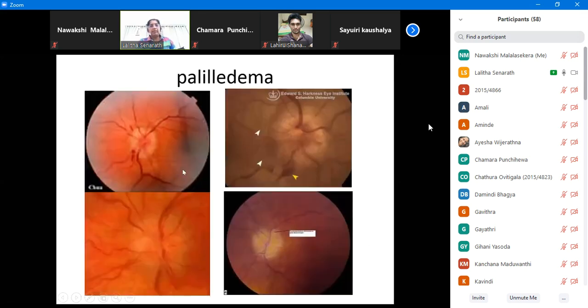These are the features of papilledema. It's bilateral, very angry looking. There may be splinter hemorrhages, blurred disc margin, venous engorgement, loss of venous pulsation, and later it causes a champagne cork appearance and ultimately ends up with secondary optic atrophy in very long-standing papilledema.